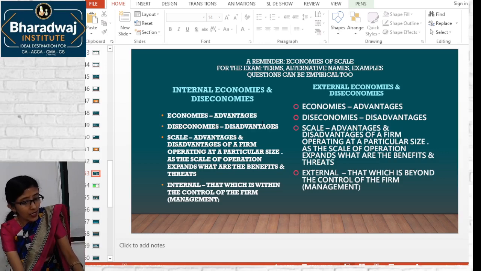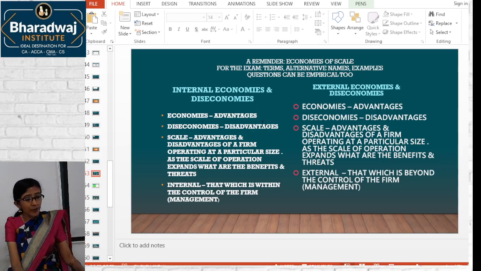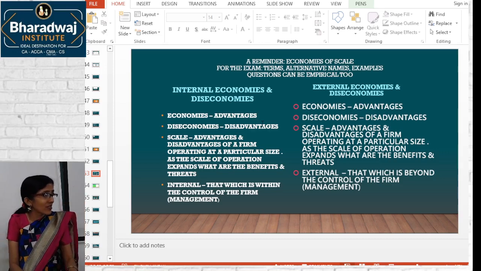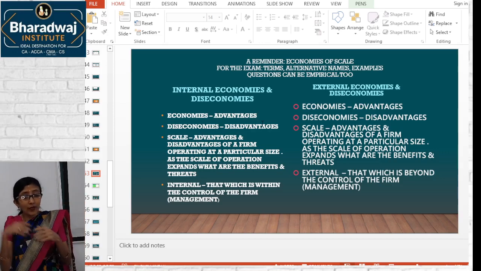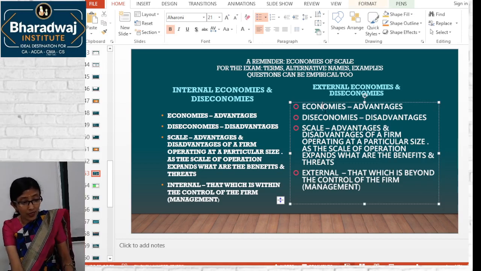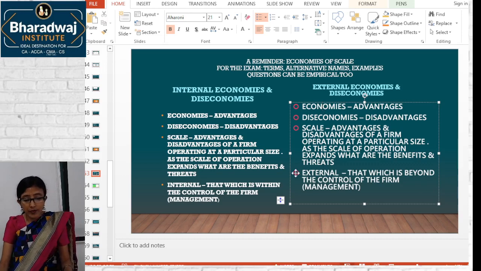Look at this. Scale: advantages and disadvantages of a firm operating at a particular size. As the scale of operation expands, what are the benefits and threats? That's all. Now, internal means that which is under the control of the organization, within its control. And when it is external, it is outside the control of the organization. So here again, all this is the same. Economies are advantages, diseconomies are disadvantages. Again, scale is size. But here, when you take external, the last point is the difference.